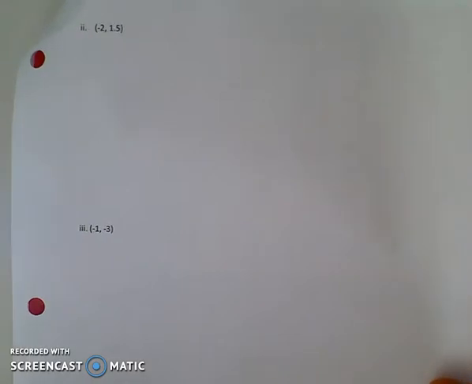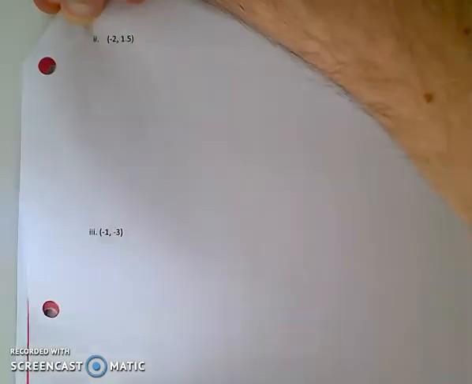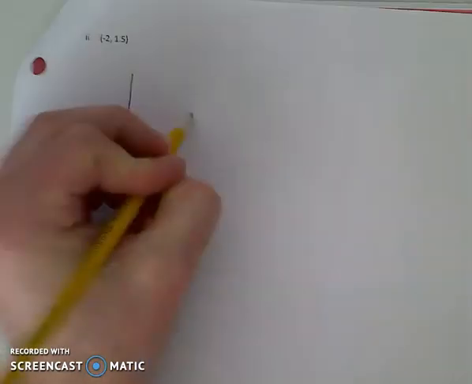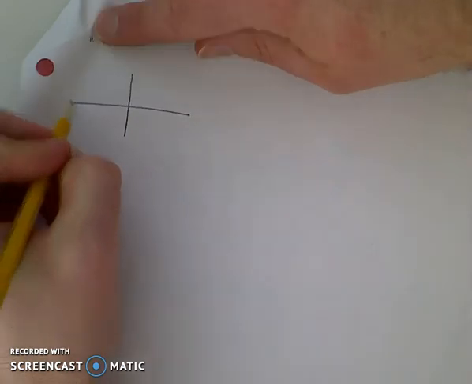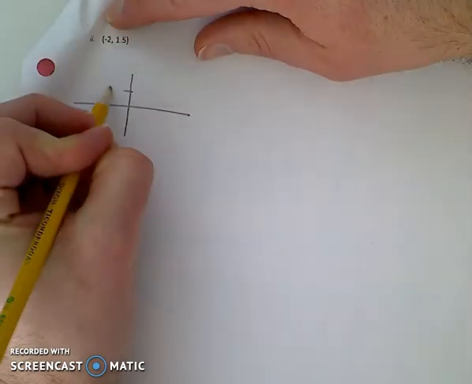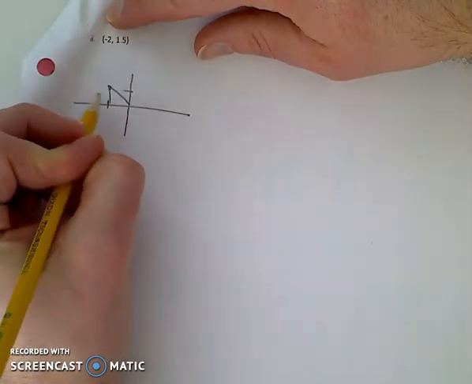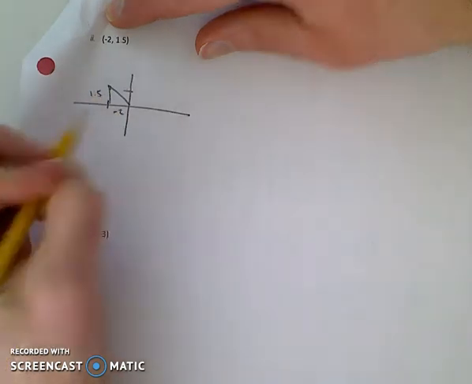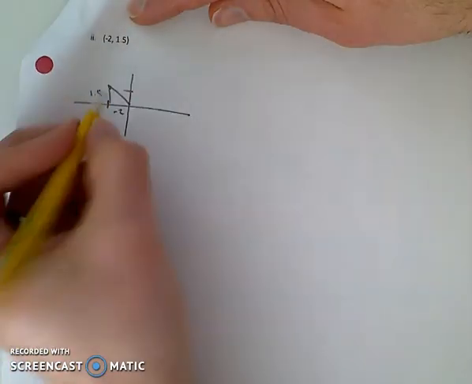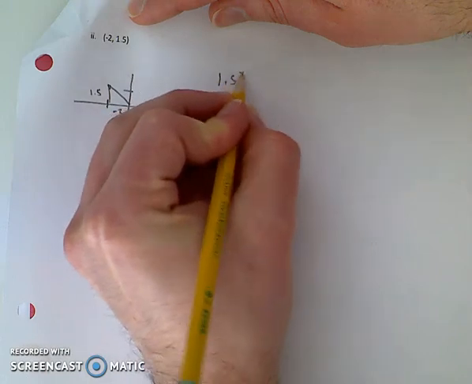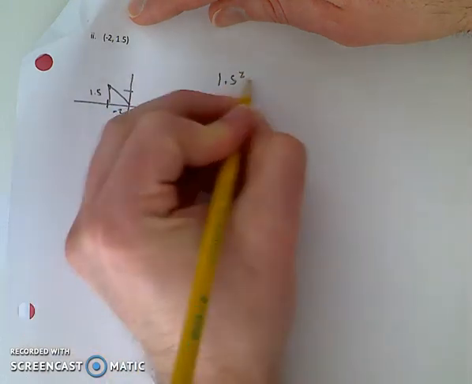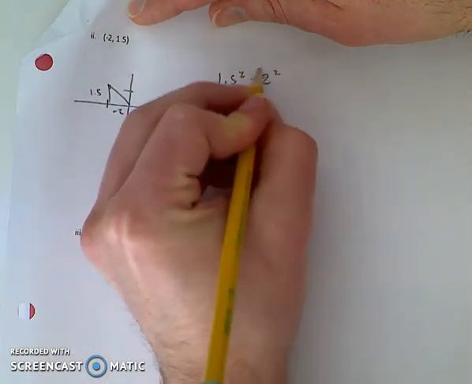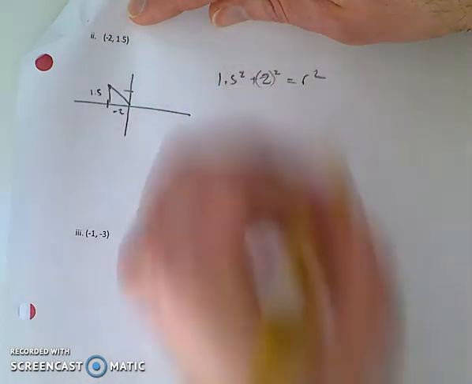Flip it over. I'm not going to do all of these out. I will make sure you have all the correct answers, but I will not do all of these out. The first one, we've got negative 2, 1.5. Do the Pythagorean theorem again. 1.5 squared plus 2 squared, or negative 2 if you want to put in parentheses, equals r squared.